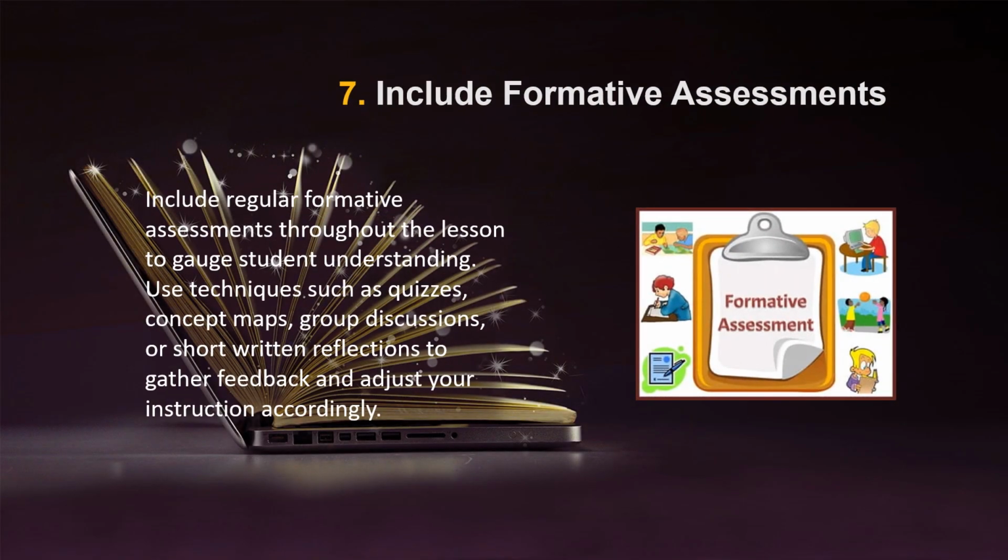7. Include formative assessments. Include regular formative assessments throughout the lesson to gauge student understanding. Use techniques such as quizzes, concept maps, group discussions, or short written reflections to gather feedback and adjust your instruction accordingly. Here are some examples of including formative assessments in high school science lessons.